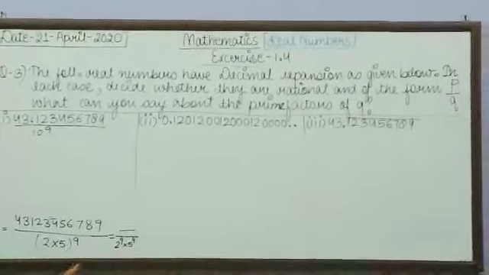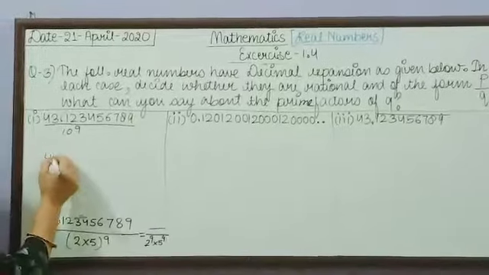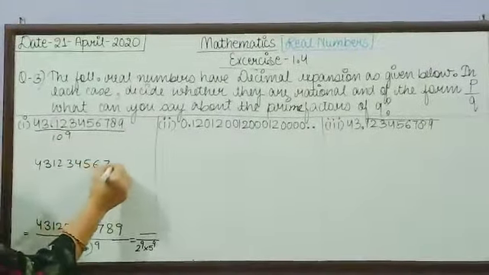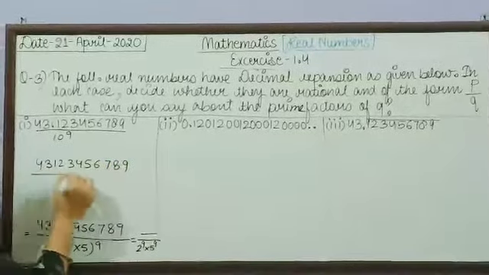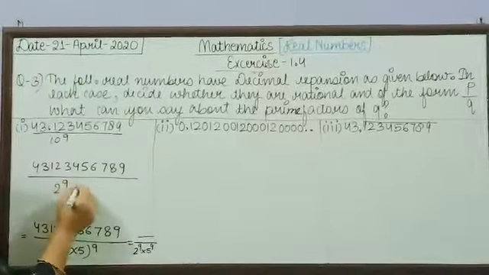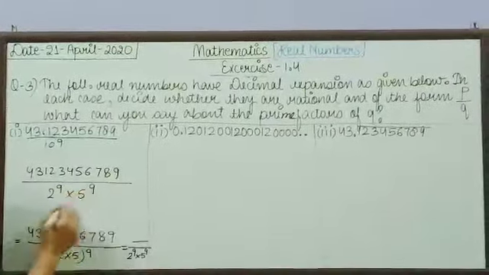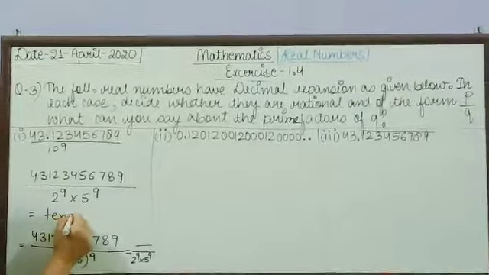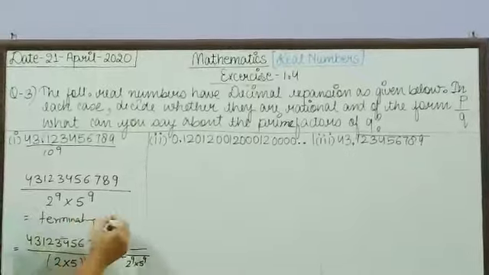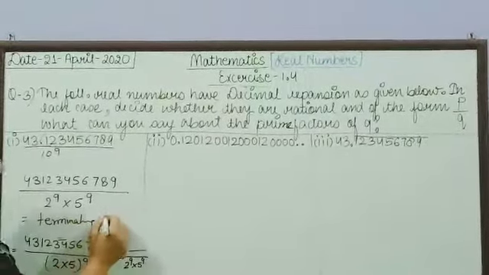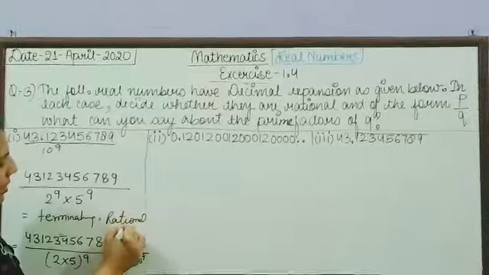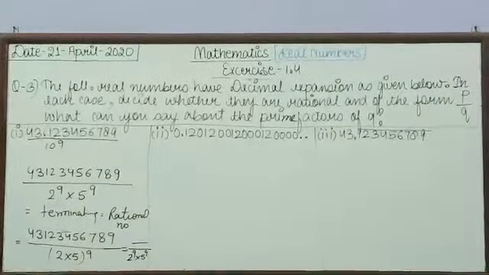After this expression, how will you write? 43123456789 upon 2 raised to the power 9 into 5 raised to the power 9. So it is terminating, and terminating means it is a rational number. Now come to the second part.